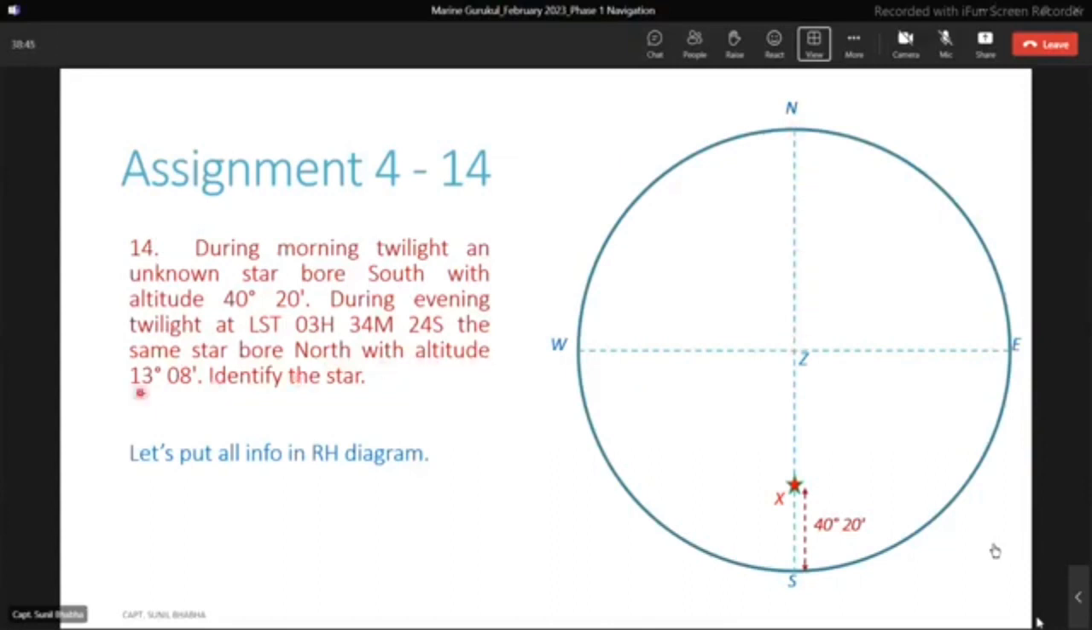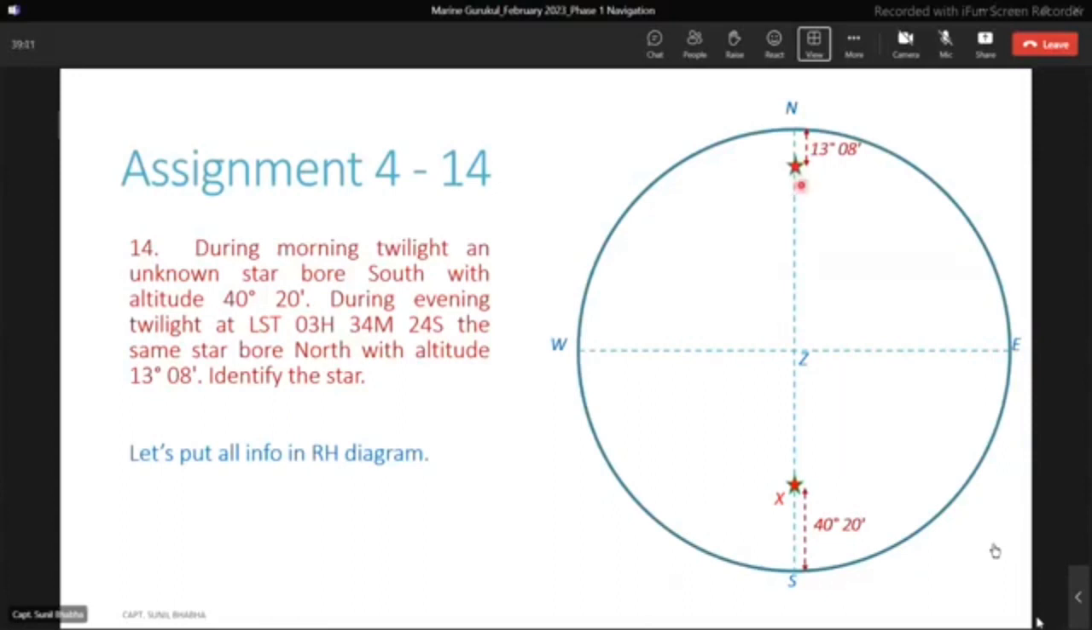The star had an altitude of 13 degrees 08 minutes. So it was 13 degrees 08 minutes from the horizon. Now N point represents the horizon here. So if we go 13 degrees 08 minutes above the horizon, this is where the star is at the time of evening twilight.